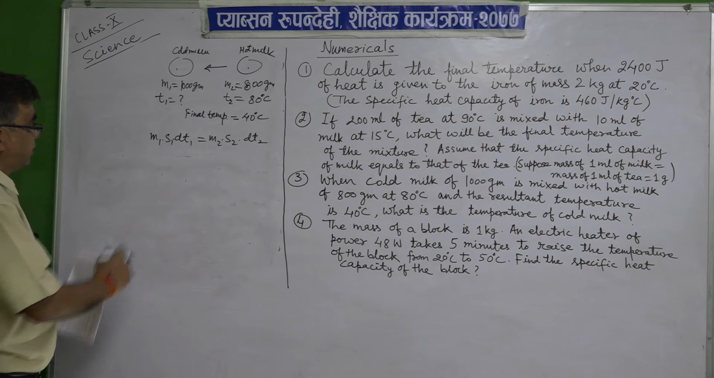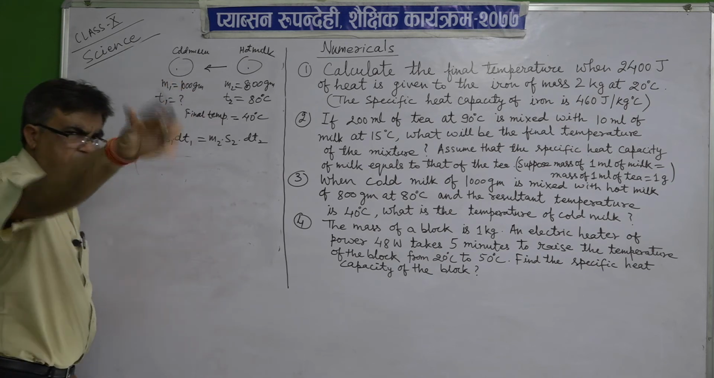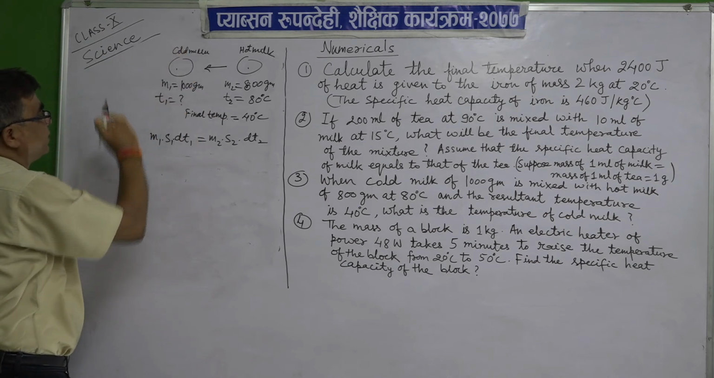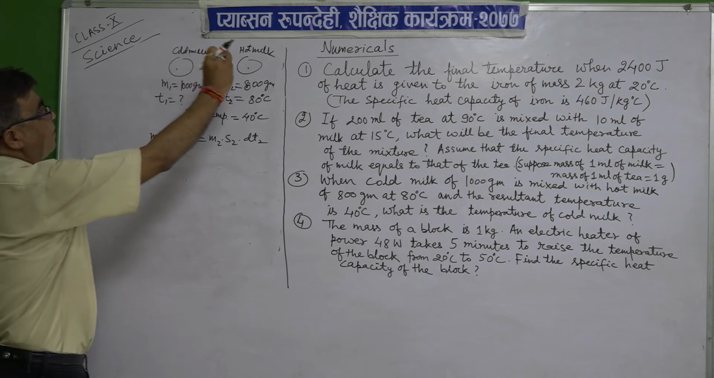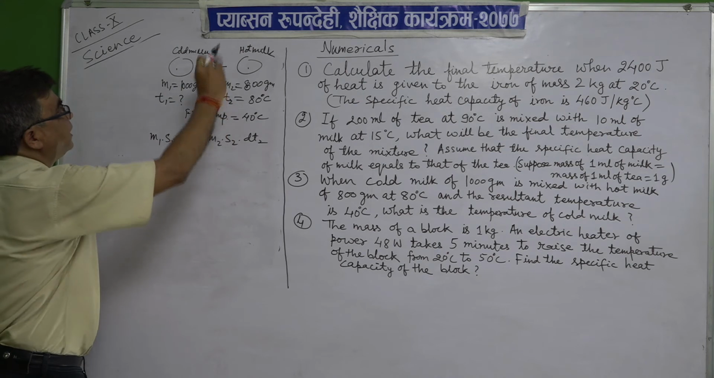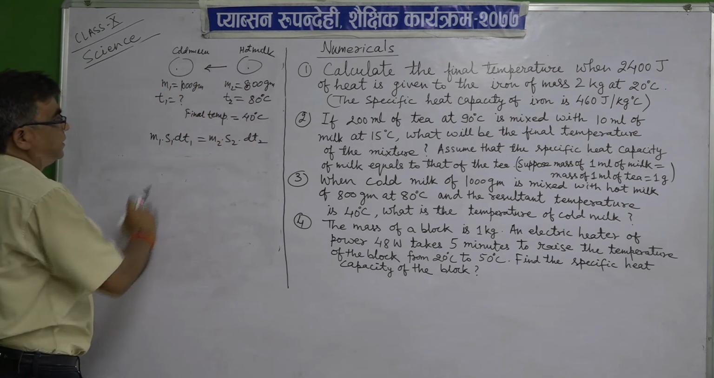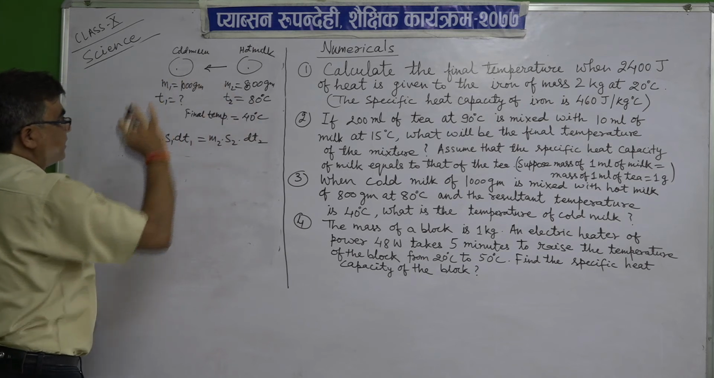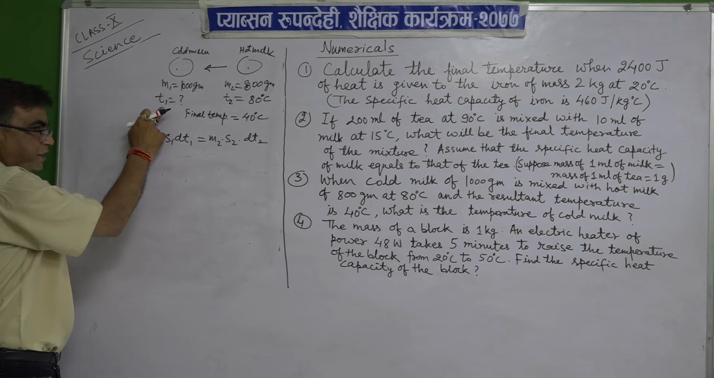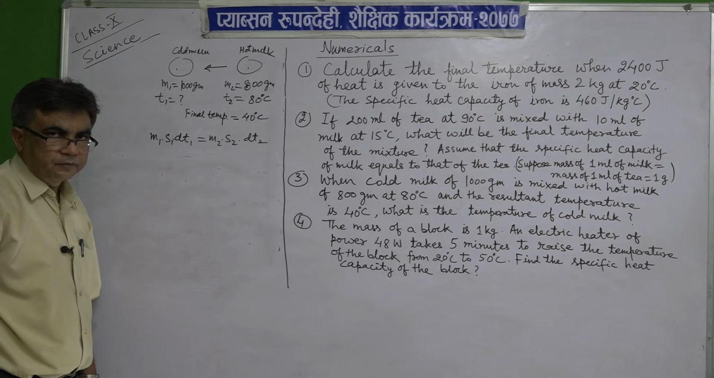Look now, what will happen? Try to understand. Given: mass of cold milk M1 1000 gram, mass of hot milk M2 800 gram, and temperature of hot milk T2 80 degrees centigrade. Final temperature is given, 40 degrees centigrade. You have been asked the temperature of cold milk, suppose T1. That we have to calculate. Clear? This much is clear.